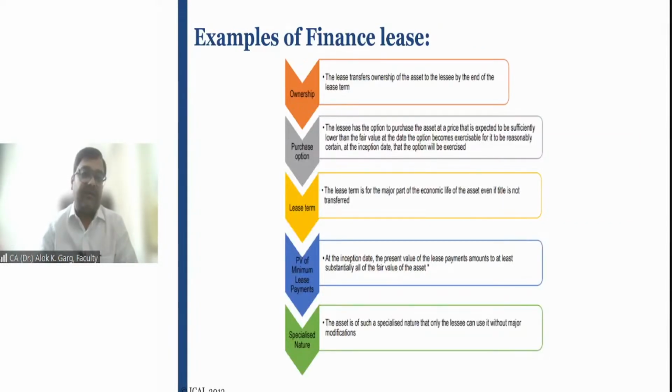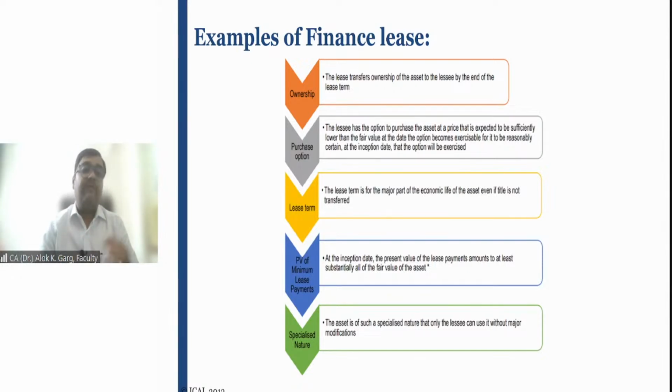There are few indicators, few examples of finance lease also given in the standard, and the same examples were there in AS 19. First, ownership related. If in the lease contract it is mentioned that the ownership has to be transferred to the lessee by the end of the lease term, it is known as an example of a finance lease. If there is a purchase option, means the lessee has an option to purchase the asset at a very reasonable price, in that case, it is again an example of finance lease.